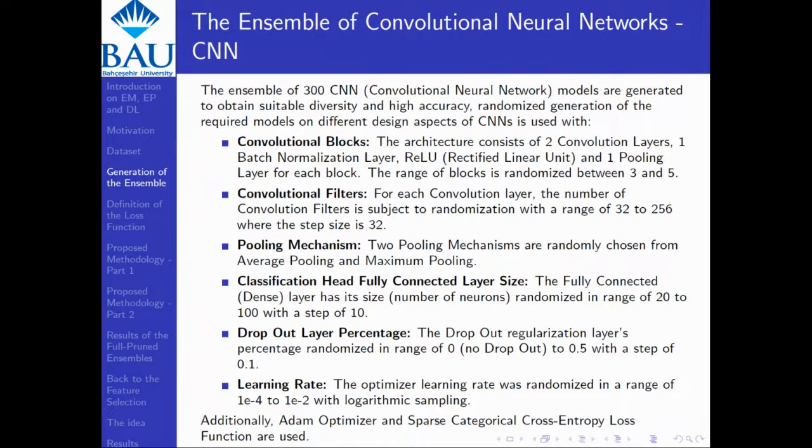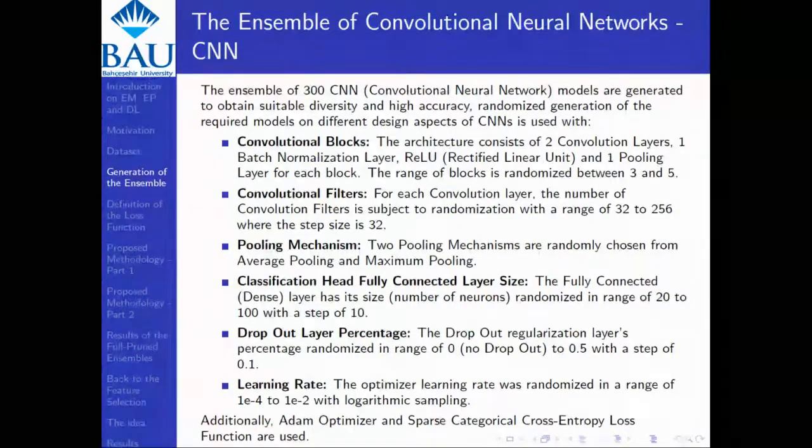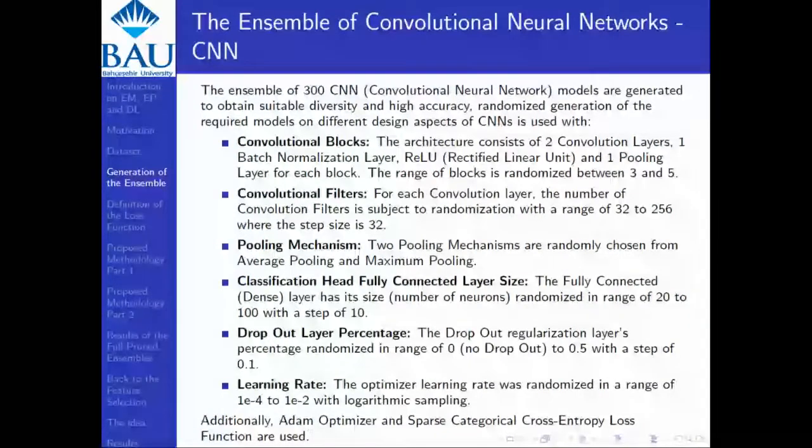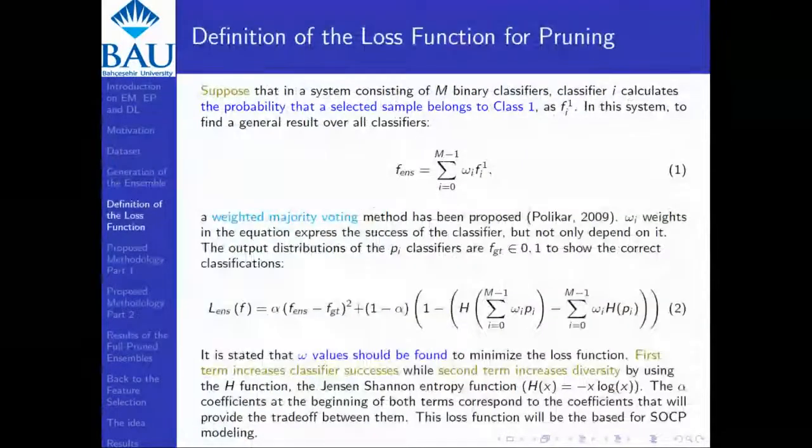The fully connected layer size is randomized between 20 and 100 with a step of 10. And we use a dropout regularization layer with a percentage from 0 to 0.5 with a step of 0.1. As the learning rate, we randomize with logarithmic sampling, and in addition to these, we use the Adam optimizer and the sparse categorical cross-entropy loss function. So to define our loss function for pruning, let's suppose that a system consists of n binary classifiers, where classifier i calculates the probability that a selected sample belongs to the first class as f_i1.